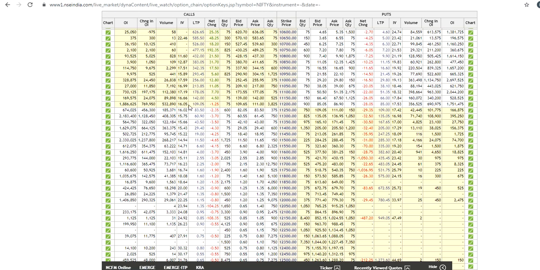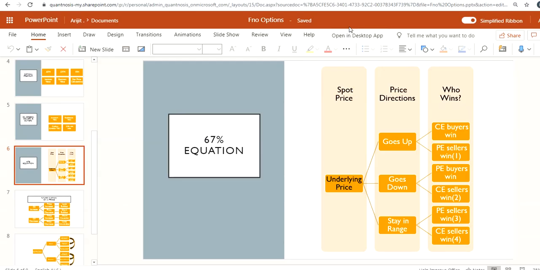So price will fall down, and in that case both the put option seller and the call option seller will win. So if price stays in range, put option sellers and call option sellers both win. If you count all the possibilities: 1, 2, 3, 4, 5, 6. Out of these, 1, 2, 3, 4 - in 4 cases out of 6, the option seller is winning.